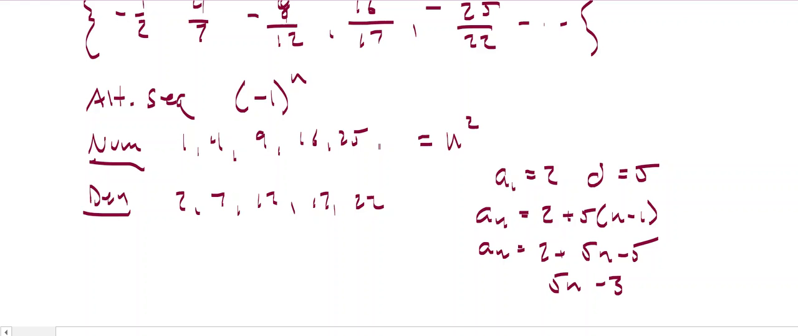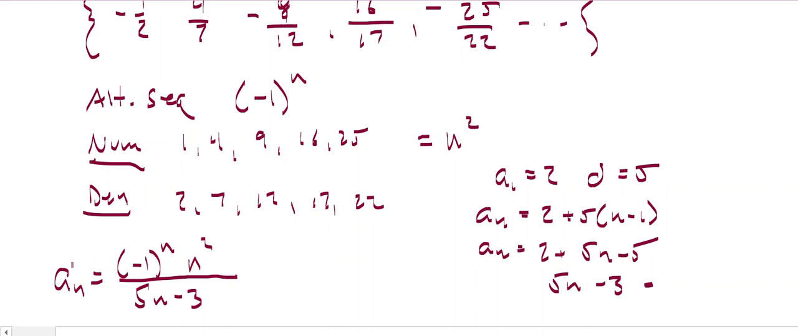So let's put all of this together now. Our a sub n, now remember, this is just the a sub n for the denominator. So we're going to have a negative 1 to the n. We always like to put that first. Then in the numerator, we have n squared. And then in the denominator, we have 5n minus 3. And there we have it.